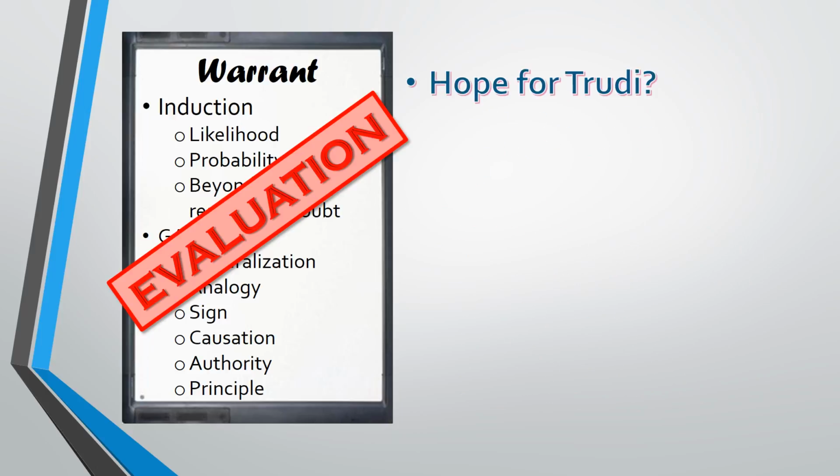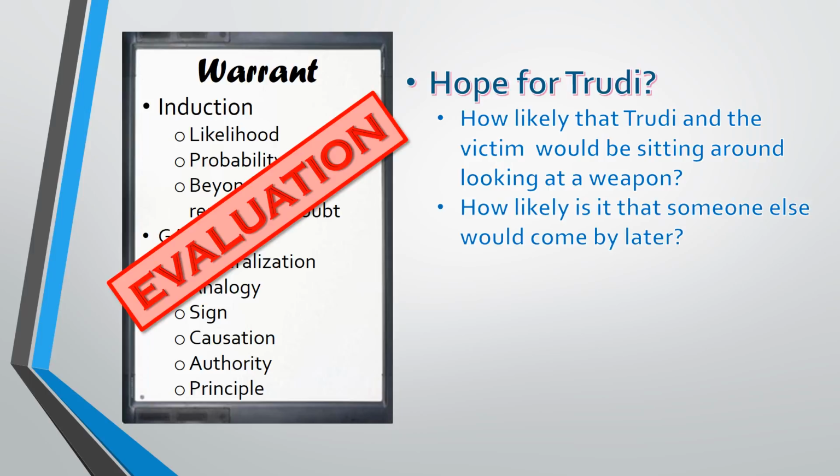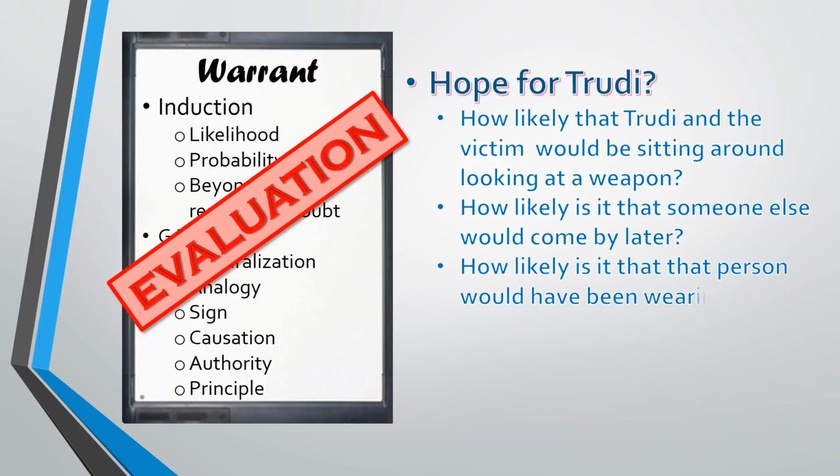So, how easy would it be for this alternative Trudy story to be true? Well, to answer this question, we need to ask ourselves a few others. Like, how likely is it that Trudy and the victim would be sitting around looking at a weapon? Or how likely is it that someone else would have come by later? Who might that person be? Why would she or he have dropped by? Or even if a person did come by, how likely is it that that person would be wearing gloves?